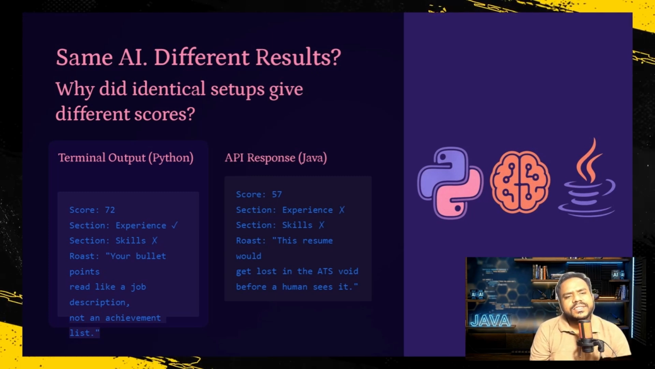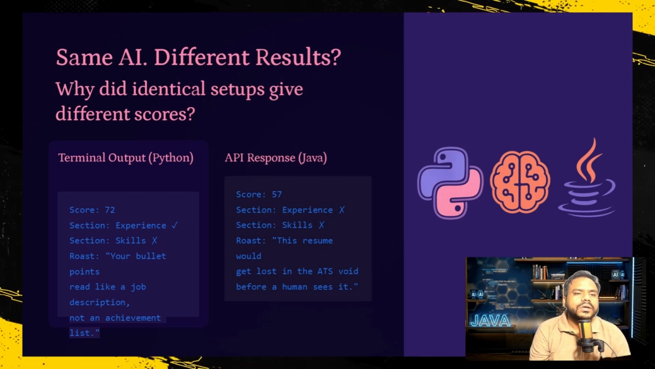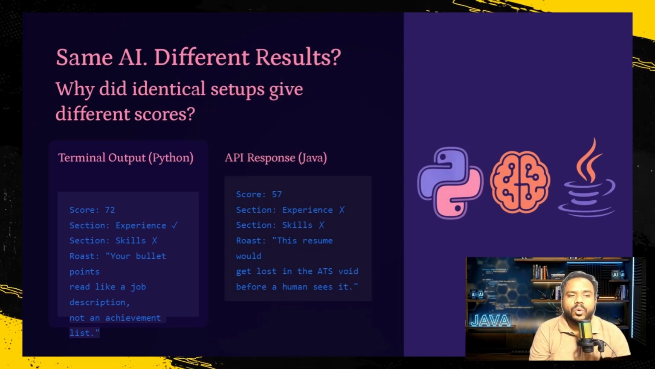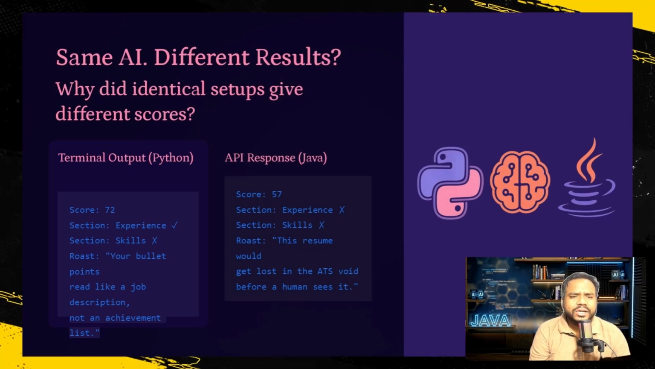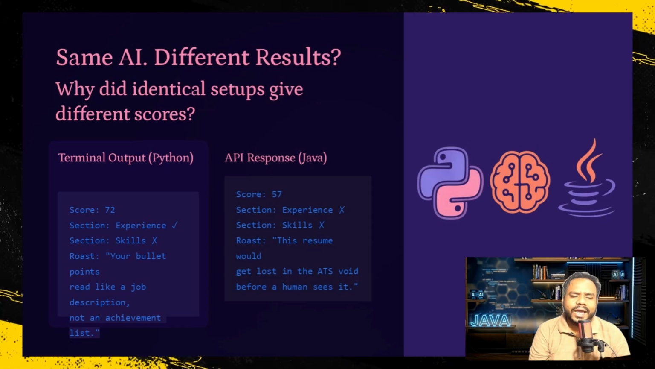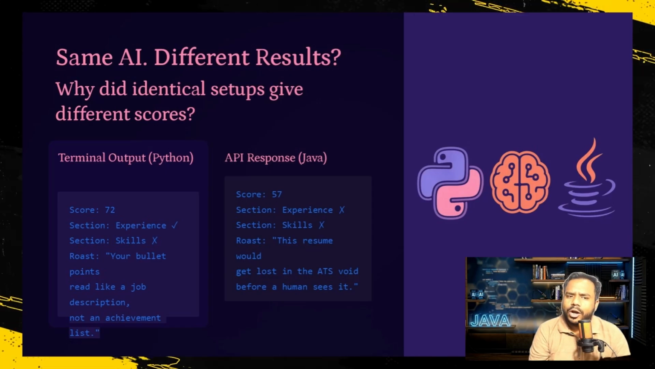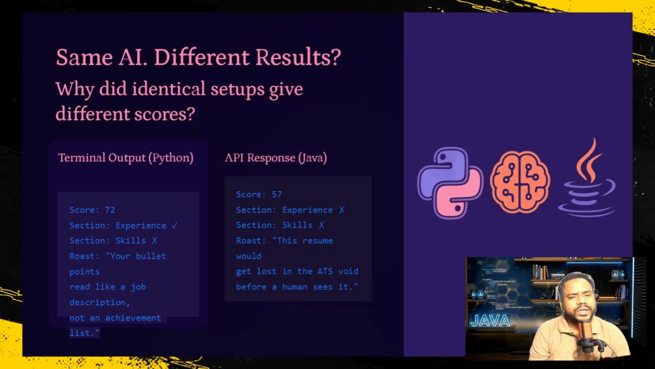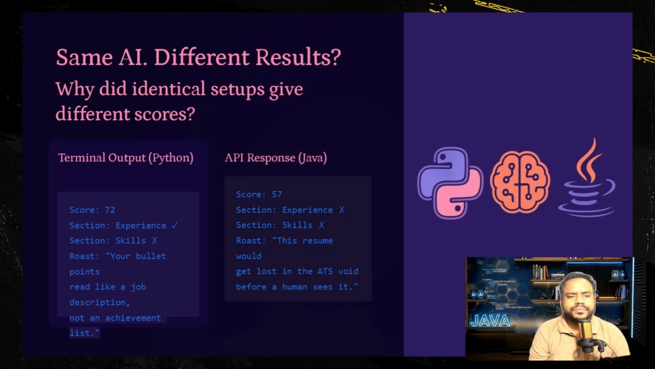Same resume, same LLM, same prompt. Python scored it 72, Java scored it 57, and I had no idea why. That's the thing nobody tells you about switching languages for AI. The model is the same, but everything around it changes. I built the exact same agent twice to find out what.